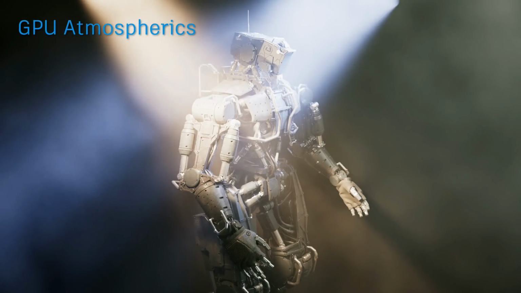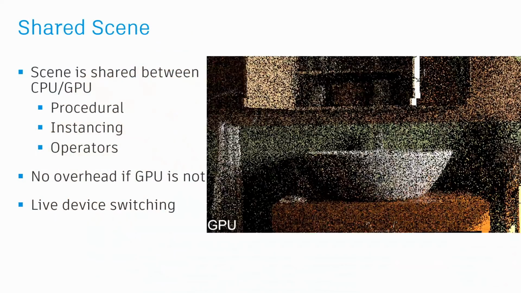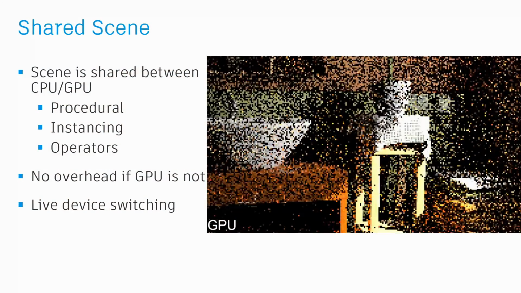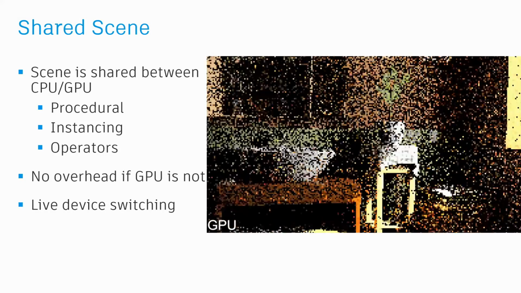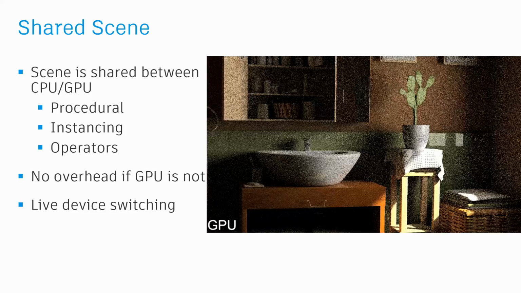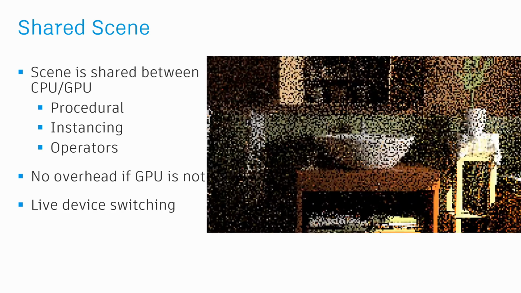Of course, atmospheric rendering is in this scene. It is hard to see, but those are curves. We also completely ported the multiple scattering volume integrator. Works pretty well. The scene is completely shared and compatible between CPU and GPU, meaning that switching from CPU to GPU is very, very quick. And you can switch devices at any point without having to re-export the scene.